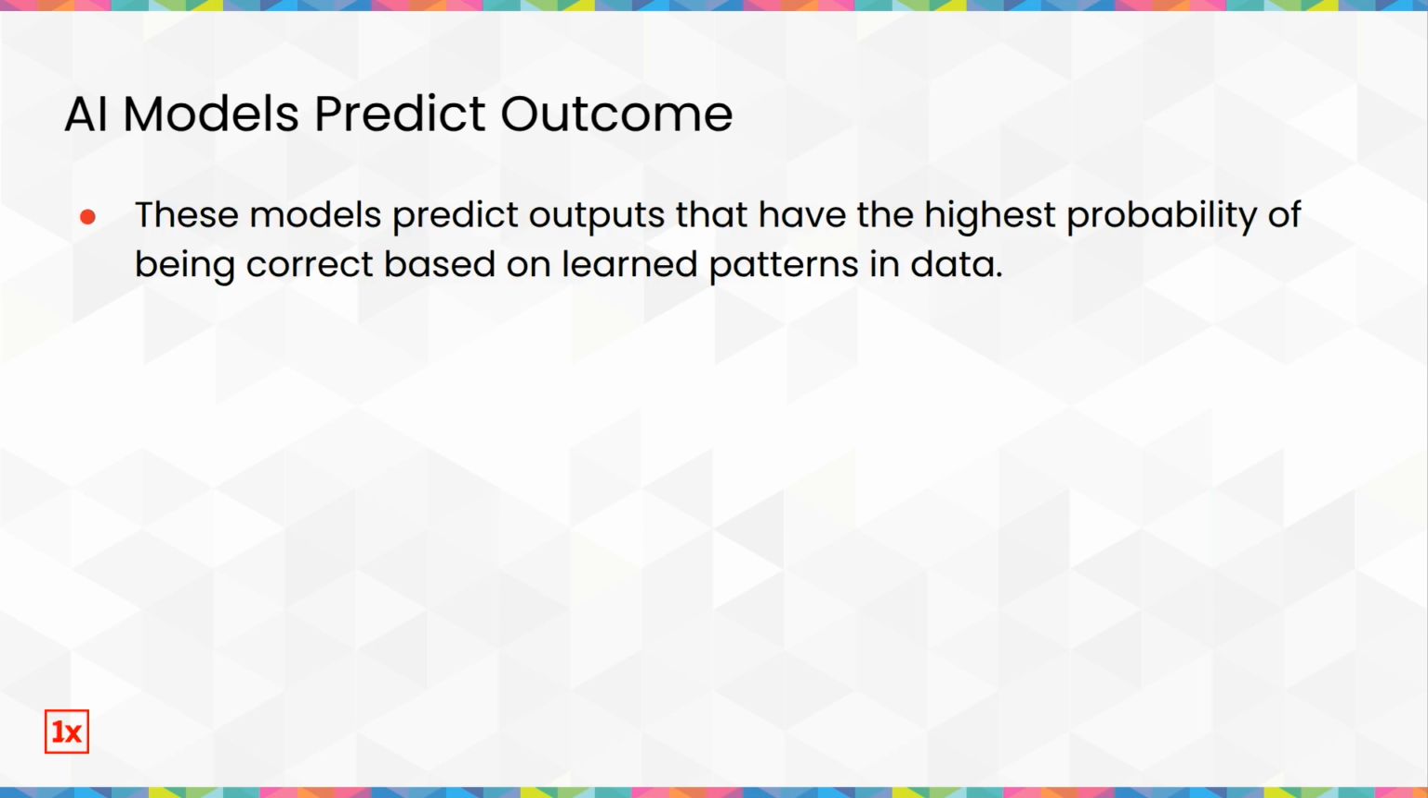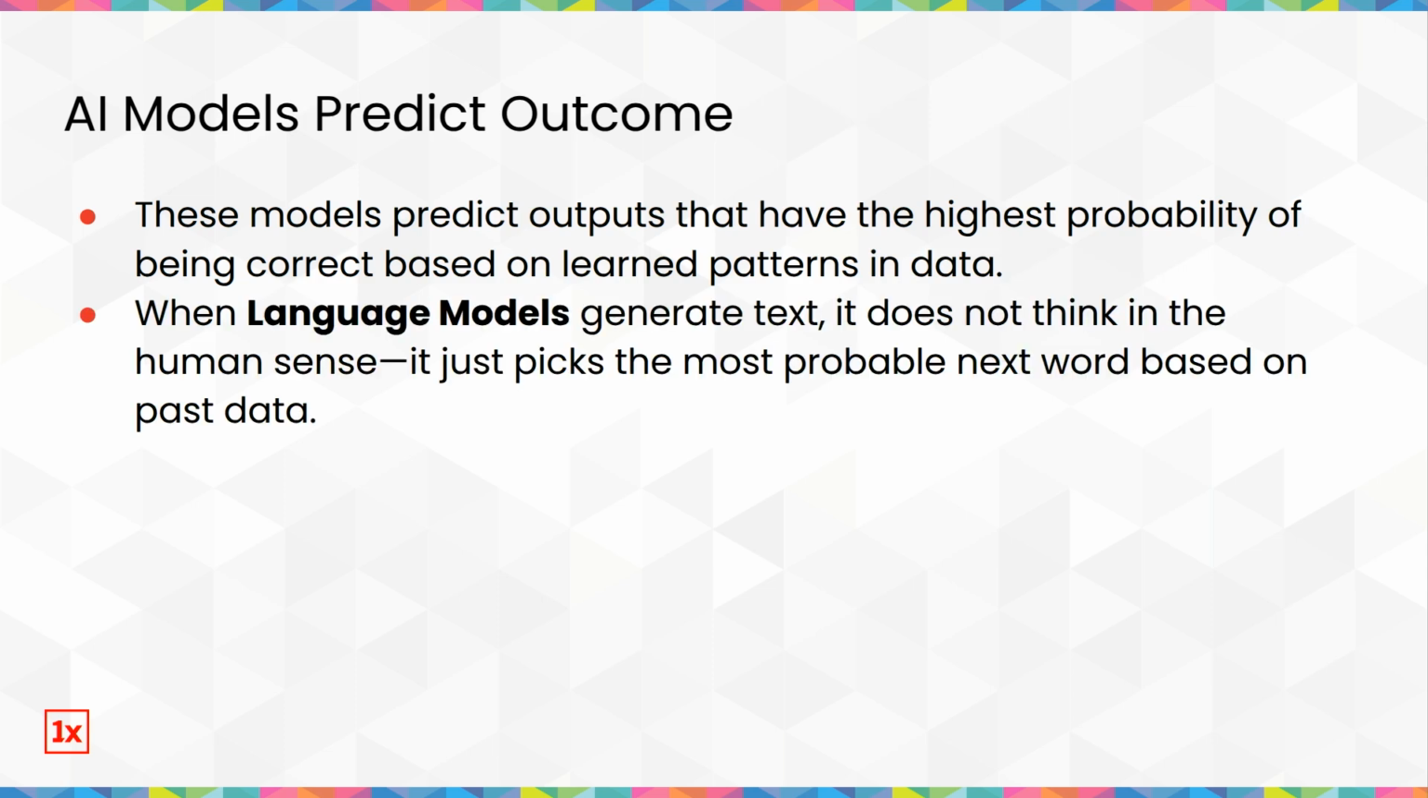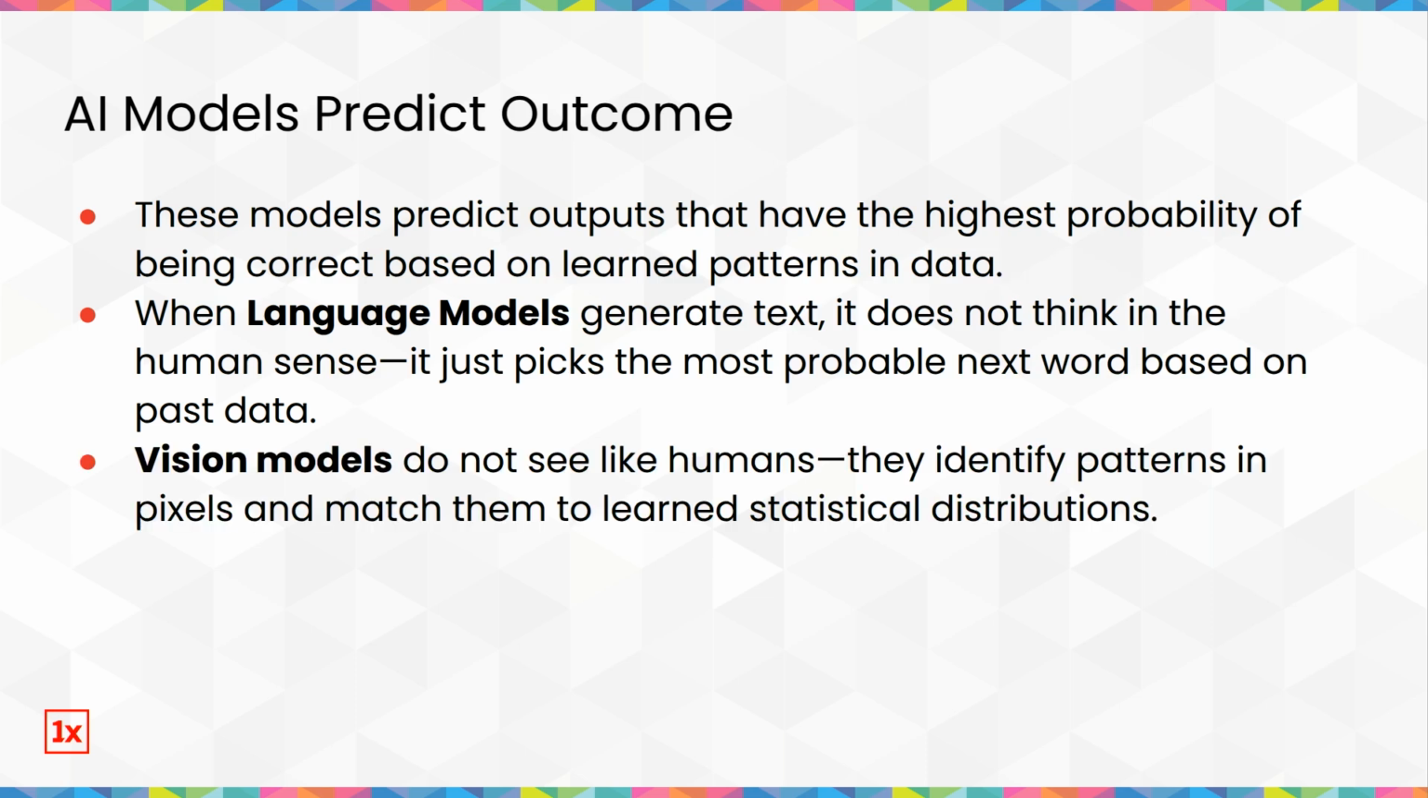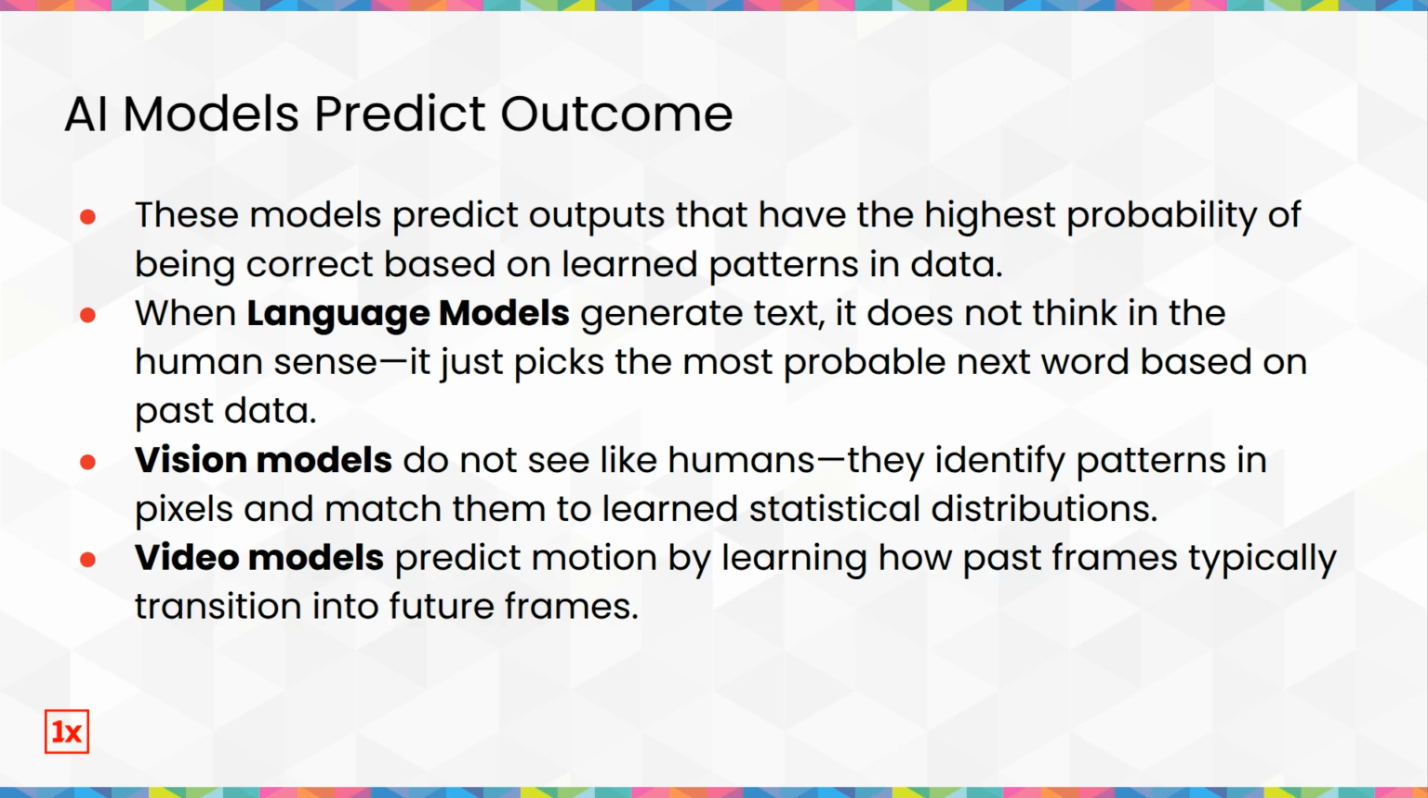So AI models predict outcomes, and they just predict what has the highest probability of being true. That's just what they do. So language models generate text, and it's not thinking, it's just generation. They just predict the next word in a sentence. That's what they do. And vision models don't see. They identify patterns and put them together. And video models predict motion.